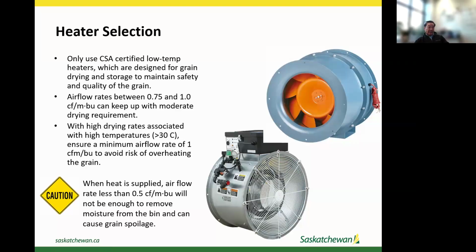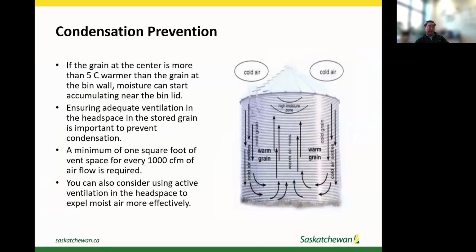When heat is supplied, airflow less than 0.5 cubic feet per minute per bushel will not be enough to remove moisture from the bean and can cause grain spoilage. Because you actually heat the grain and the moisture is pushed into a different part of the bean, that causes problems.